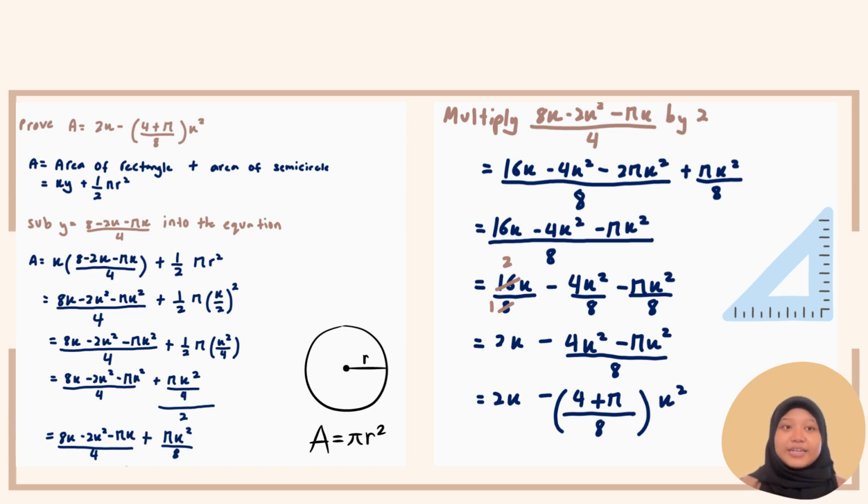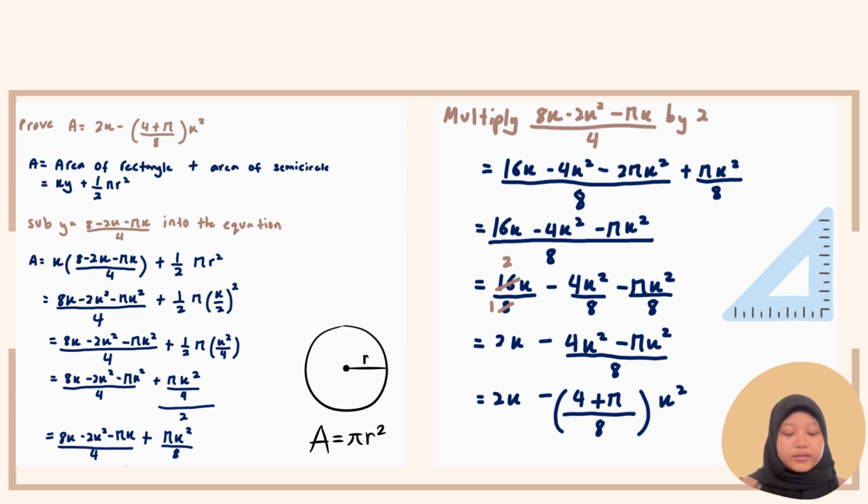So I have said earlier that r is equal to x over 2, as in figure 1. So we substitute it: 8x minus 2x square minus pi x square over 4 plus 1 over 2 pi, since it's pi r square over 2. We square it, then we get x square over 4. So (8x minus 2x square minus pi x square over 4 plus 1 over 2 pi) times x square over 4. Then 8x minus 2x square minus pi x square over 4 plus pi x square over 4 over 2.